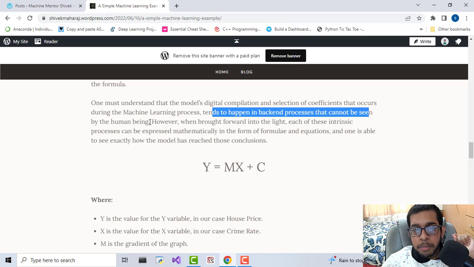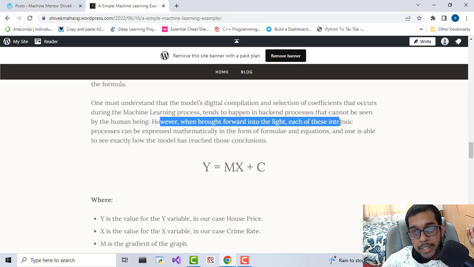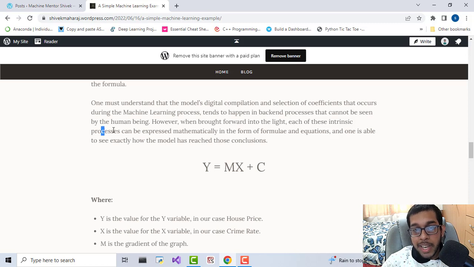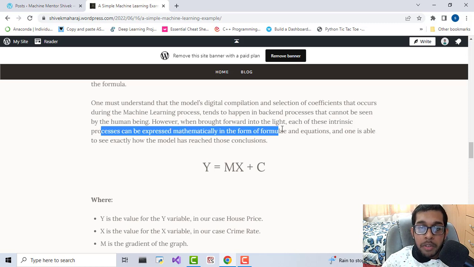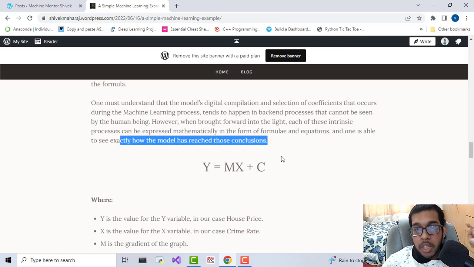Now this is an important statement, guys. Why? Because you see, as we will encounter in our journey with machine learning using Python in future videos, we will see that none of the back-end processes are shown on screen in the front end to the user. Everything happens internally, by the processor itself. However, when brought into the light, each of these intrinsic processes can be expressed mathematically in the form of formulae and equations, and one is able to see exactly how the model has reached those conclusions.